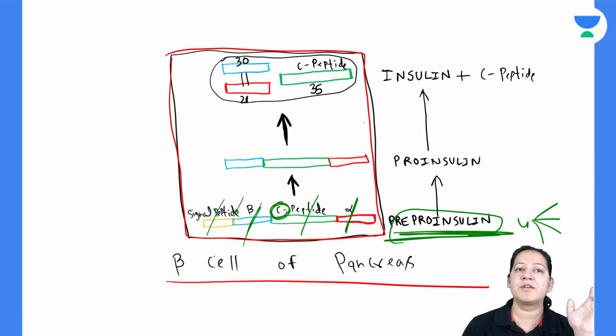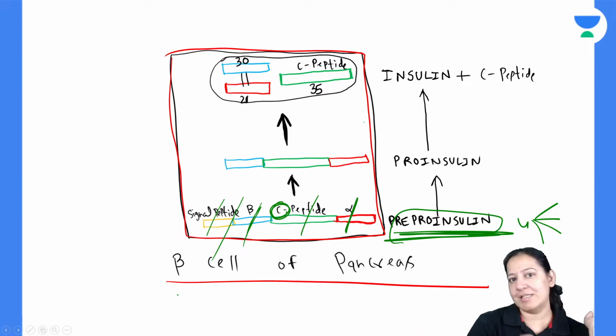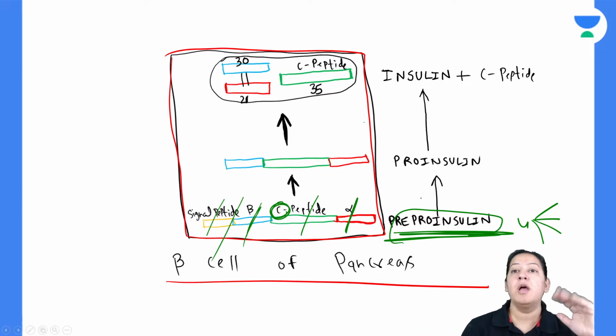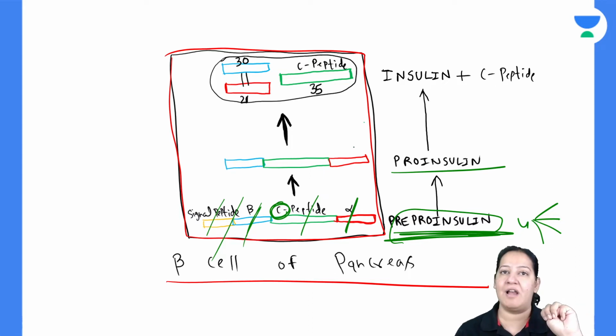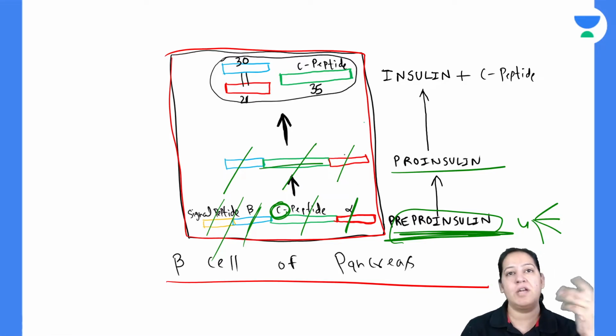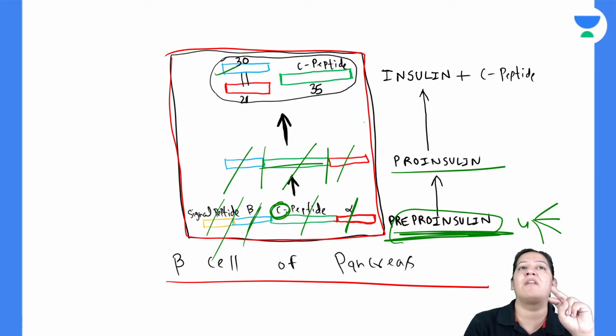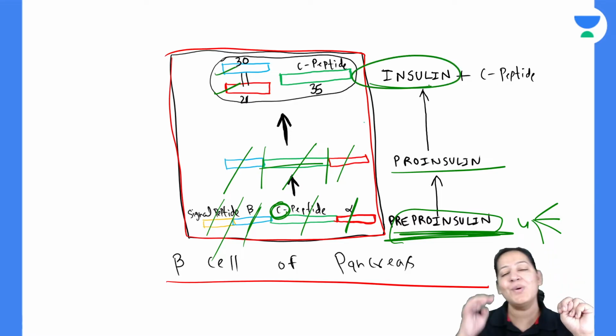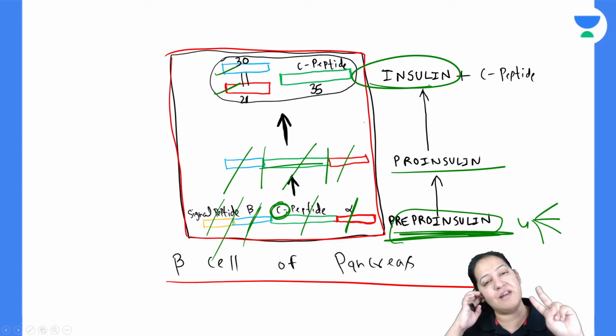Now the signal peptide is removed by proteolysis. It is removed in the endoplasmic reticulum. Now pre-proinsulin gets converted into proinsulin. Proinsulin has only three chains: alpha chain, beta chain, and connecting peptide, the C peptide. That is proinsulin. Again, the C peptide is separated. Now there is proteolysis of this C peptide, and only two chains are remaining: alpha and beta. That is insulin. So in insulin, basically we have two chains: alpha chain and beta chain.